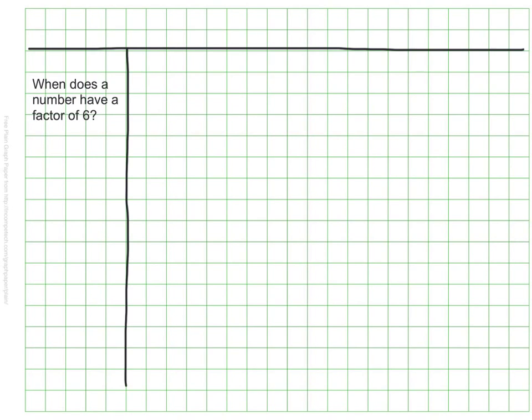When does a number have a factor of 6? In this case, you should have already done a little bit of background work, right? And you'll find that if any number has a factor of 2 and 3, then we can also assume that it has a factor of 6. Notice that I said "and" there, right? It has to have 2 and 3 as factors.